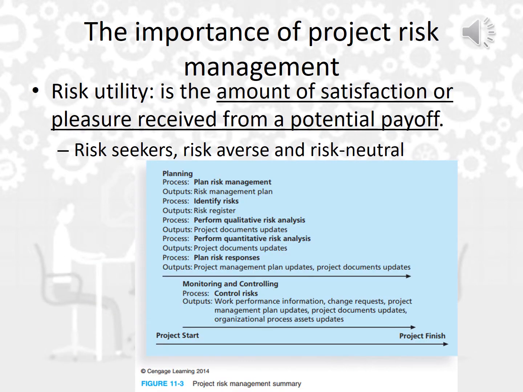Let's continue with the definition of risk utility. Risk utility is the amount of satisfaction or pleasure received from potential payoff. Risk utility means what will be the benefit, what will be the reaction of accepting such a risk and doing a certain project. So they said that it can be measured by the satisfaction or pleasure received from the return back, the revenue, the successful completion of the project.